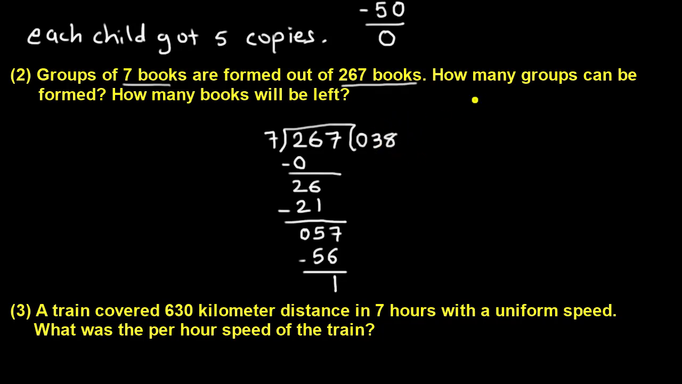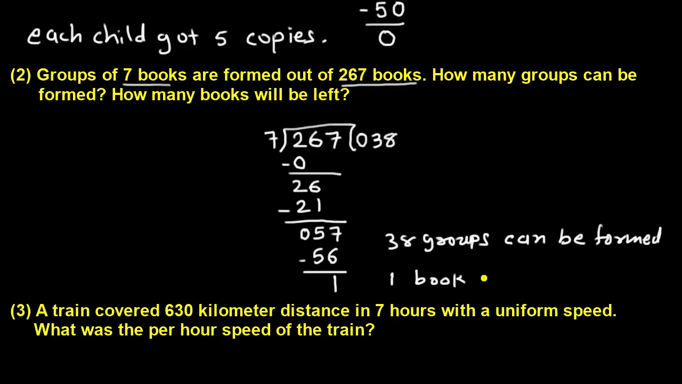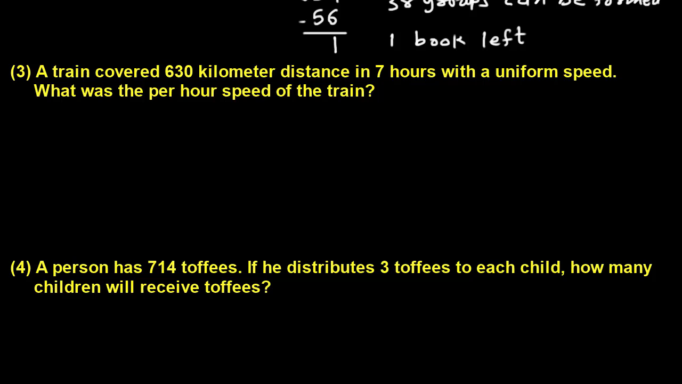So this is the answer of this question. How many groups can be formed? 38 groups can be formed. And how many books will be left? One book will be left. So we can write: 38 groups can be formed, and one book will be left as balance.